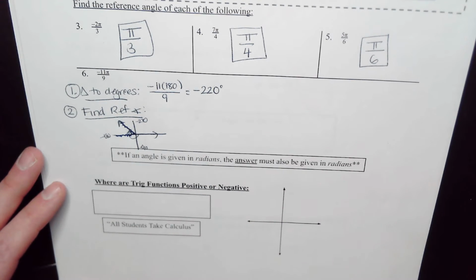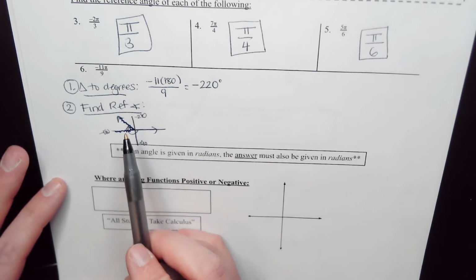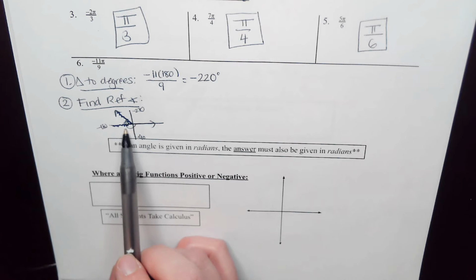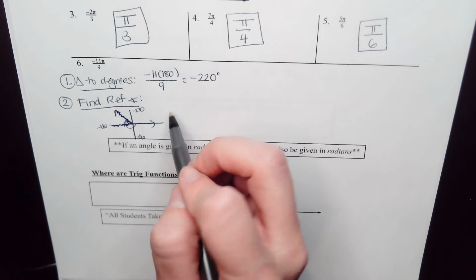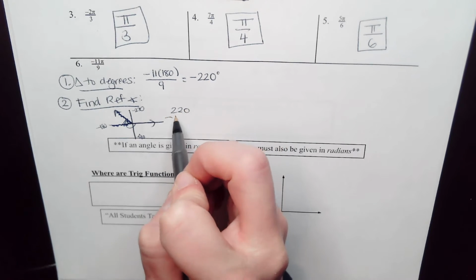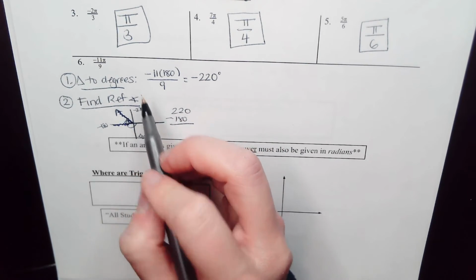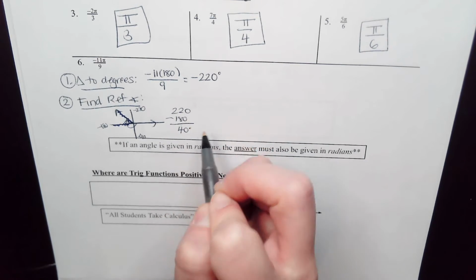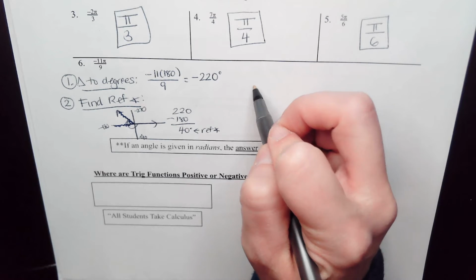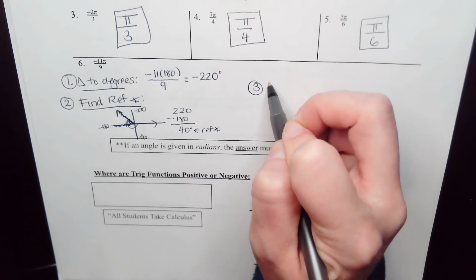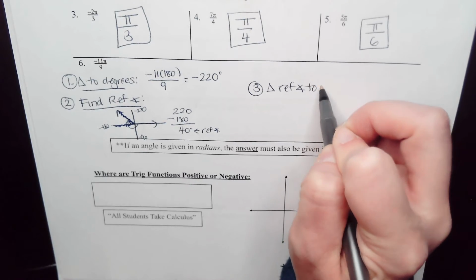To find that, I know this angle from here to here is 220 degrees in the negative direction. And from here to here is 180 degrees. So how do I find the purple angle? Well, I can take 220 and subtract 180, and that would leave me with just that purple piece right there. So 40 degrees. That's my reference angle in degrees. Now I need to change the reference angle back to radians.